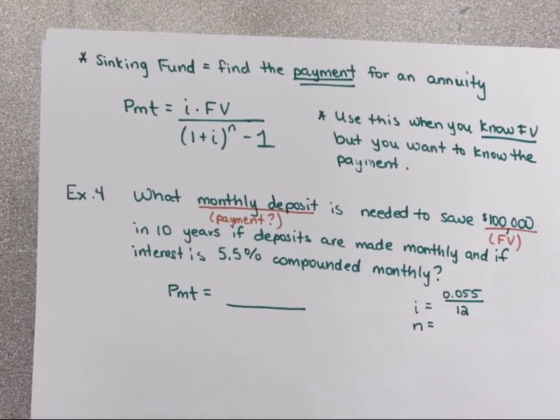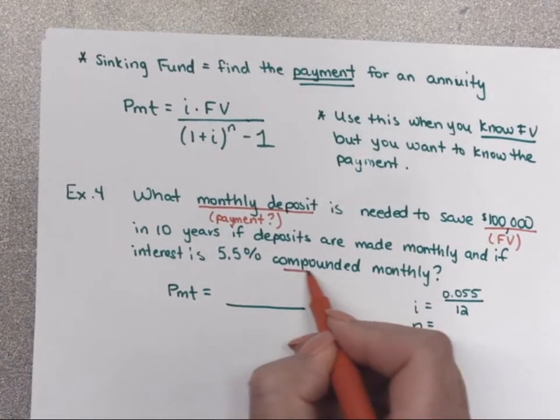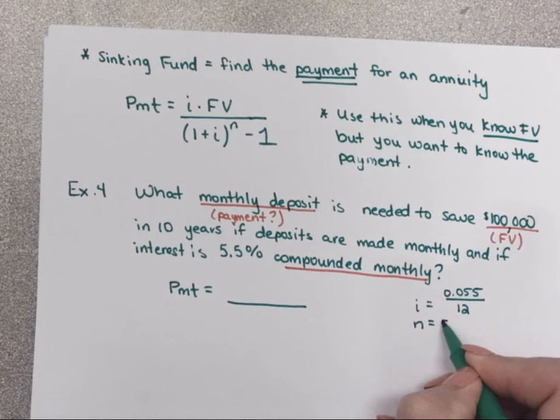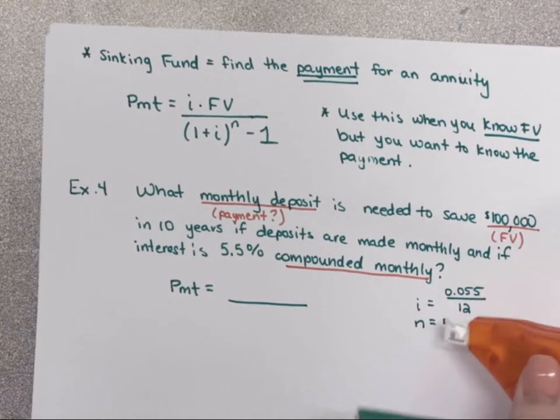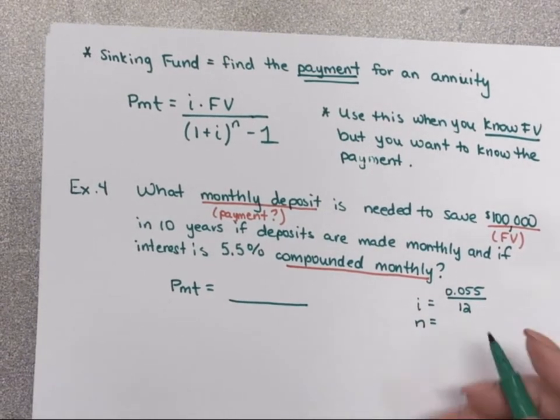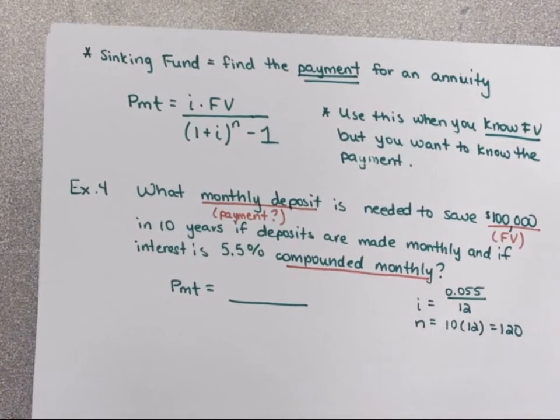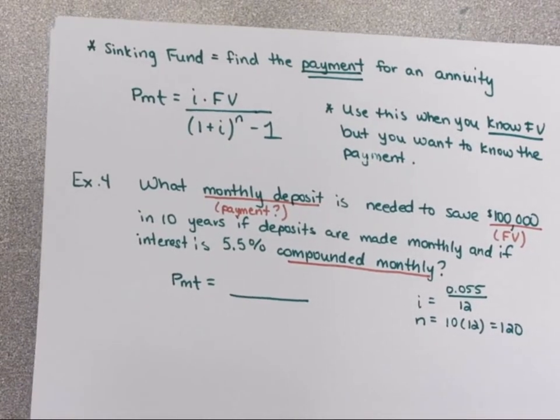Over 12, because we're compounding how frequently? Monthly, so let's go ahead and underline that too. We're compounding monthly. And then N will be the number of payments we will need to make. So how do we figure that out? 10 years times how many times a year? 12, for a total of how many payments? 120. Okay.